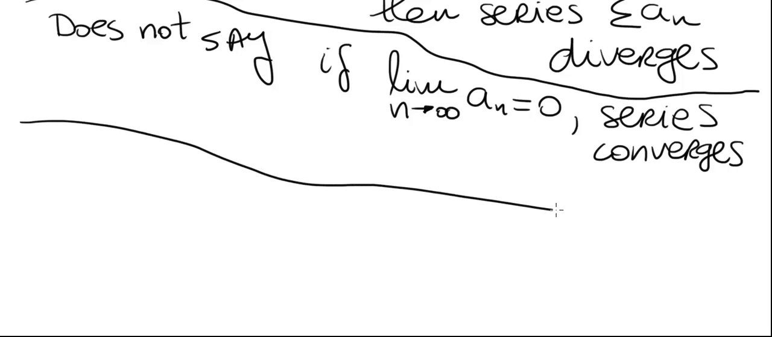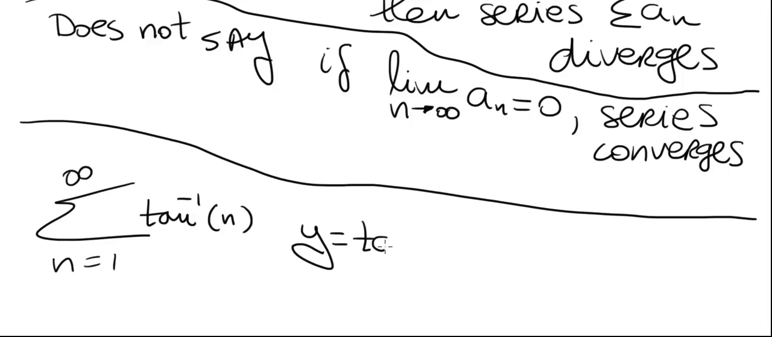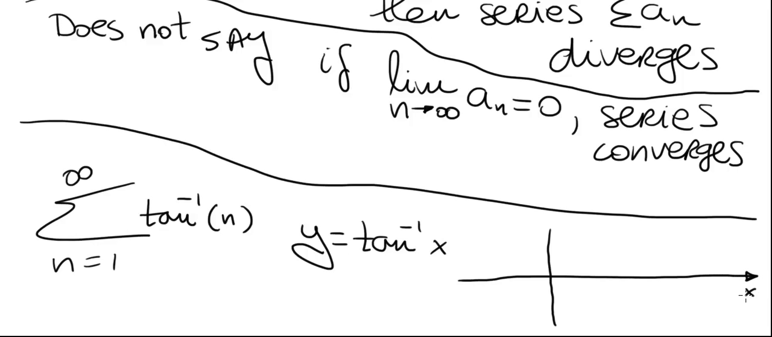So now let's return to our series. Our series was the summation from 1 to infinity of inverse tangent of n. Now recall that the function y equals inverse tangent of x has the following graph. We don't care about what happens for negative values of x, but we can graph the whole thing. It has two horizontal asymptotes, one right over here at pi over 2, and the second one here at minus pi over 2. And then the graph looks like this. This is y equals inverse tangent of x.